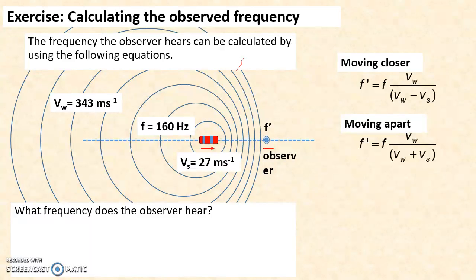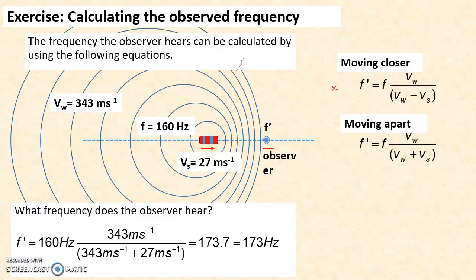So what frequency does the observer hear? Well, we take this moving closer equation and we substitute in the values: the frequency, the speed of the wave in the medium, and the speed of the source. And then we get an answer of 173 hertz, which is higher than the emitted frequency. And remember, that's what we expect, because when something comes towards us, we hear a higher pitched sound or a higher frequency.